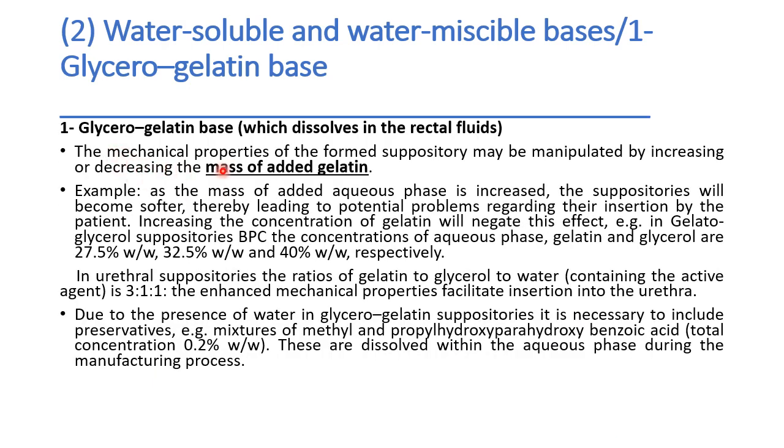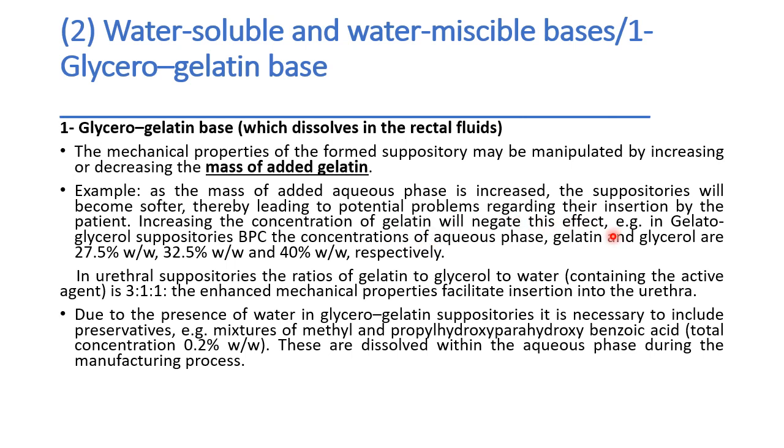The mechanical properties of the formed suppository may be manipulated or controlled by increasing or decreasing the mass of the added gelatin. So the concentration of the gelatin is the key factor controlling the mechanical properties of the suppository. For example, if you have an increased mass of the aqueous phase in the suppository, this will result in soft suppositories, leading to potential problems regarding the insertion into the body. This problem can be solved by increasing the concentration of gelatin to control this.